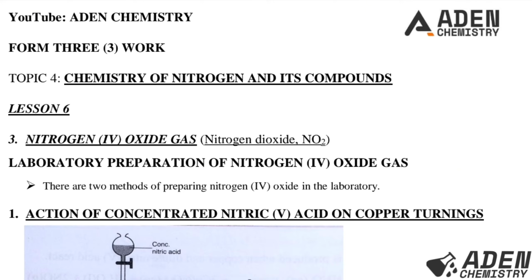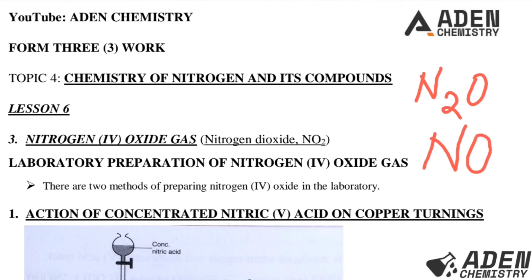So previously we said we were having oxides of nitrogen. They were 3 in number. The first one was nitrogen 1 oxide gas, and its chemical formula was N2O. The other name of nitrogen 1 oxide was dinitrogen oxide. So the second oxide of nitrogen was nitrogen 2 oxide gas, and its other name was nitrogen monoxide. So today we are going to do nitrogen peroxide, which its chemical formula will be NO2.